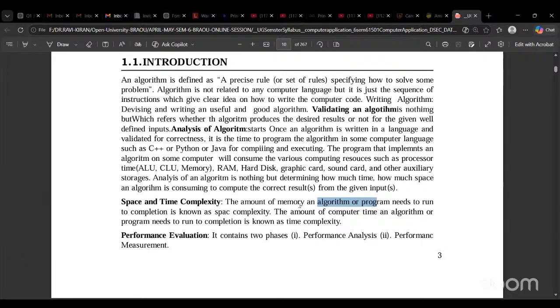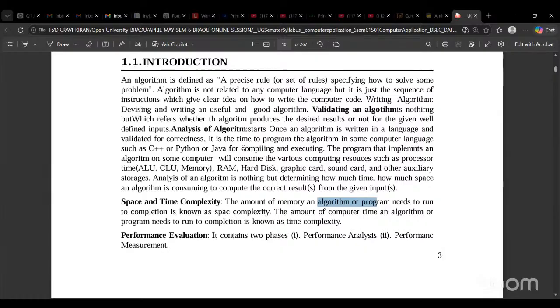So understood what is an algorithm, and what are the programming languages in the market to implement the algorithm. What are the computing resources required to run the algorithm? And what is the space complexity and what is the time complexity? These are very important to understand.